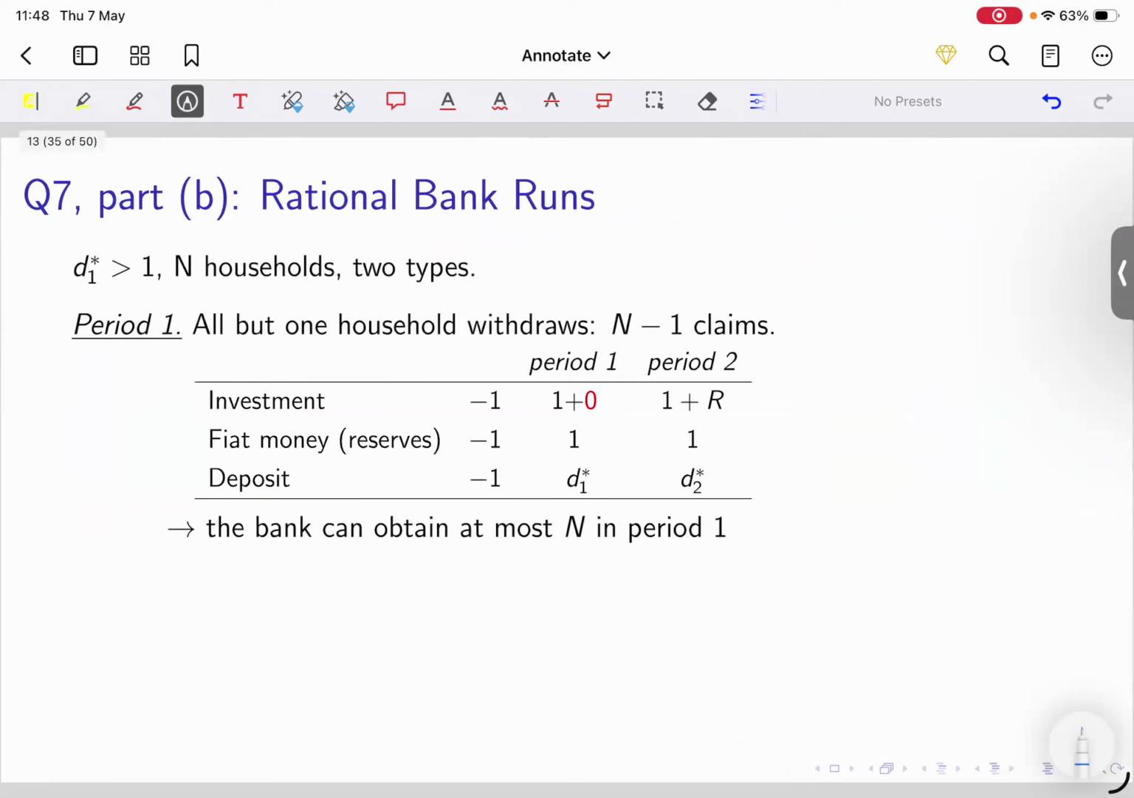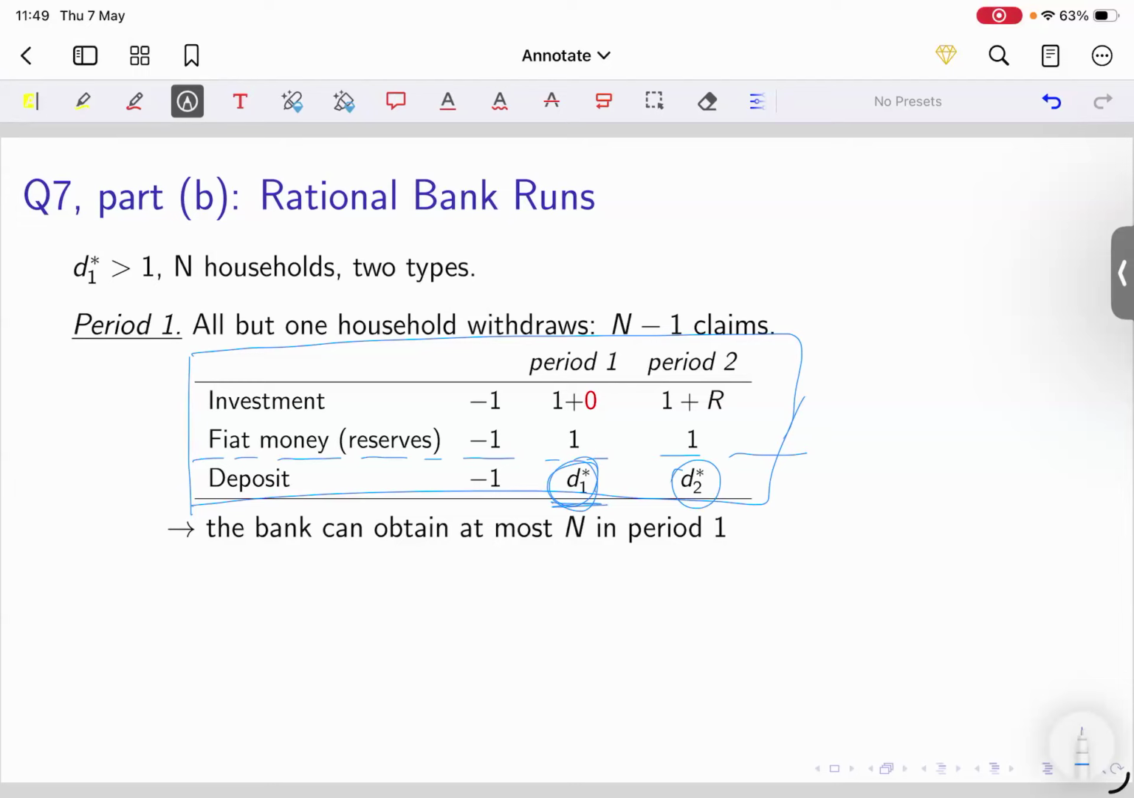So let's review where we're at. This table represents the position of the bank, right? So we have these 3 options, right? And the bank collects the funds in period 0, and then needs to pay D1 in period 1 and D2 in period 2.